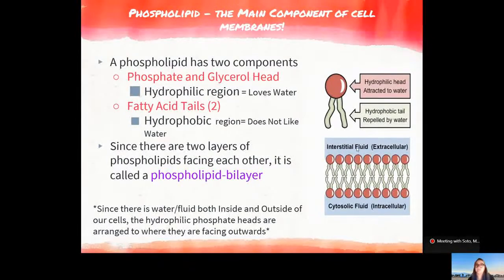Because outside of the cell, sometimes you have a lot of fluids, right? Where the cells are floating in. And then inside of the cell, we have the cytoplasm. So we need that to be okay. And that means that the area that touches the cytoplasm needs to be okay with water, and the area that touches the outside also needs to be okay with water. So the heads are both facing the extracellular part and the intracellular part. Now the middle part is where all the fatty acid tails that don't like the water are located. Okay?